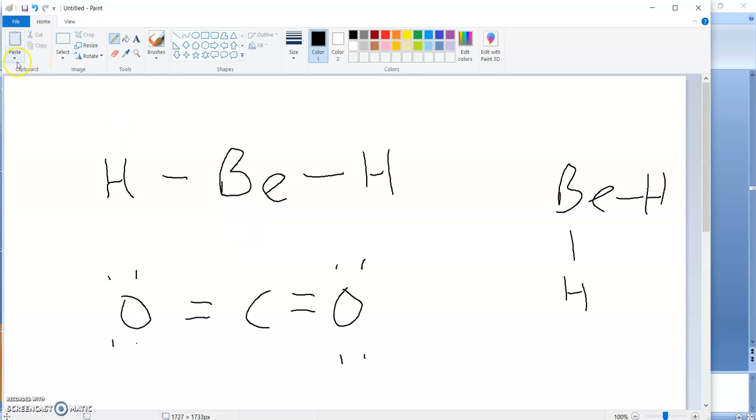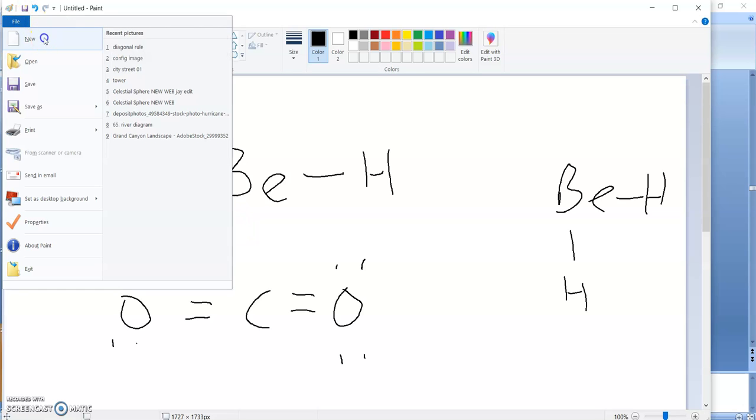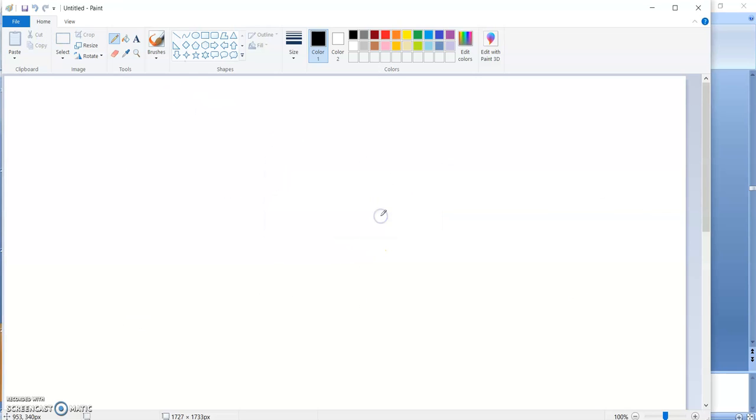Now, let me clear this. And by the way, both those molecules, carbon dioxide and beryllium hydride, were both linear molecules with 180-degree angles. What if you have three pairs? There's the chemical in the middle. I'm going to put the first pair up here.